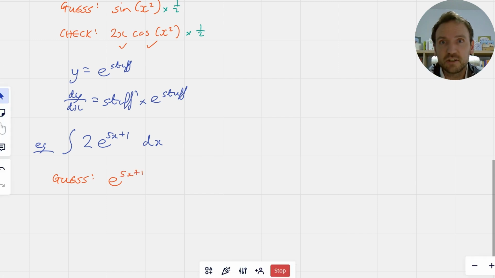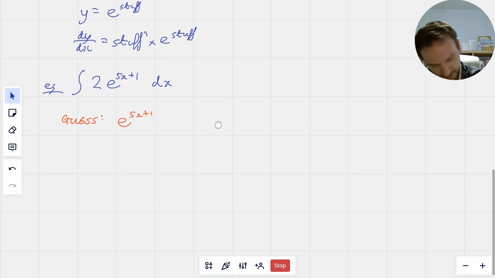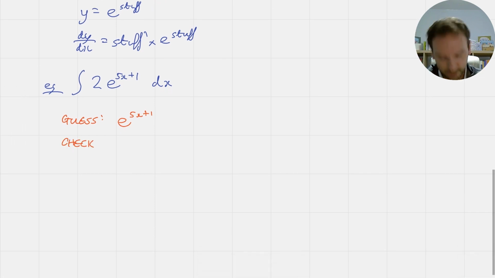So we're going to make our guess of e to the 5x plus 1 and see what happens when we differentiate this. So when we try differentiating this, let's do a check. Our stuff is 5x plus 1. So when we differentiate 5x plus 1, it's just 5, and we'll get 5 e to the 5x plus 1. Now, again, we've got this e to the 5x plus 1, which we wanted, but we've got this 5. We didn't want this 5. We wanted the 2. So what do we need to do?